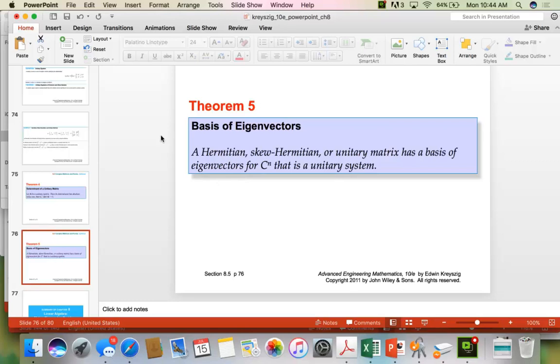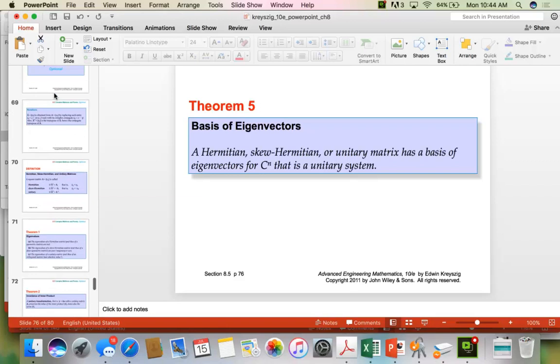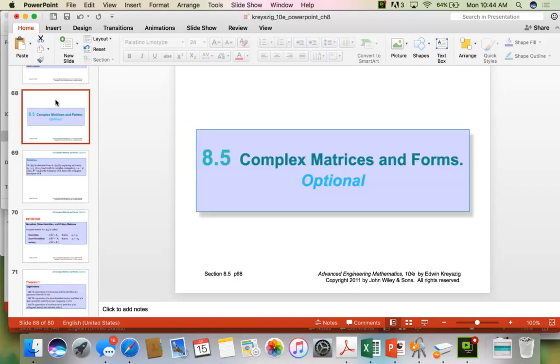So, a short lecture in this video just to go over the basic definitions of what happens when you generalize a matrix with real numbers and allow the elements to become complex.